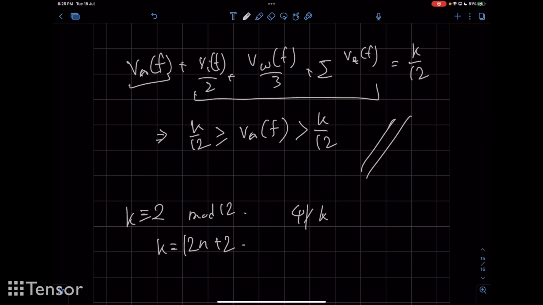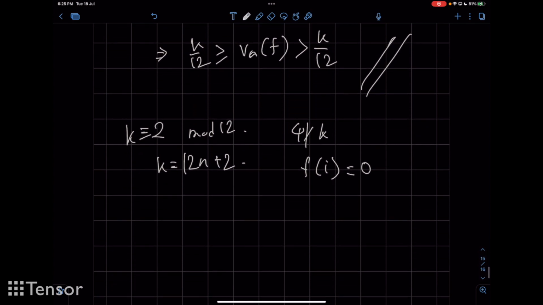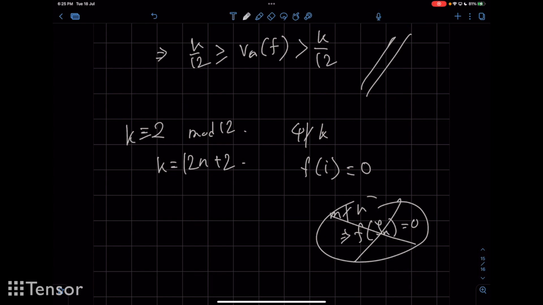Then what is f of I? I did not prove it, but I left it as an exercise for everyone to show that if the weight is not divisible by 4, then f of I is 0. And if the weight is not divisible by 3, then f of omega is 0. I also said, like a little conjecture, that if m does not divide k, then f of the mth root of unity is 0. This is not actually true. This is true for 3 and 4, but not true in general.